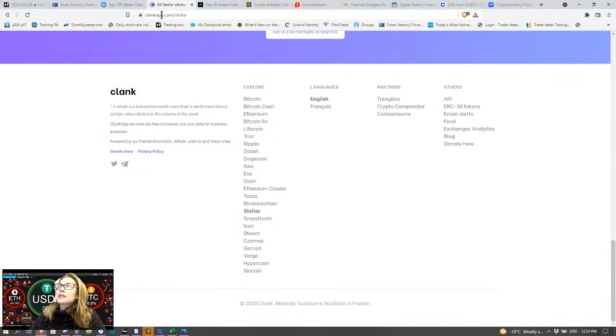Clank app is like the whales of the crypto space. They don't have Solana on here. I would check Solana would be one. Ethereum, we know, has had a lot of movement as well. Be really cool to see if Solana had a lot. And anyways, pretty cool. So that's going to be it for the little crypto part for today.